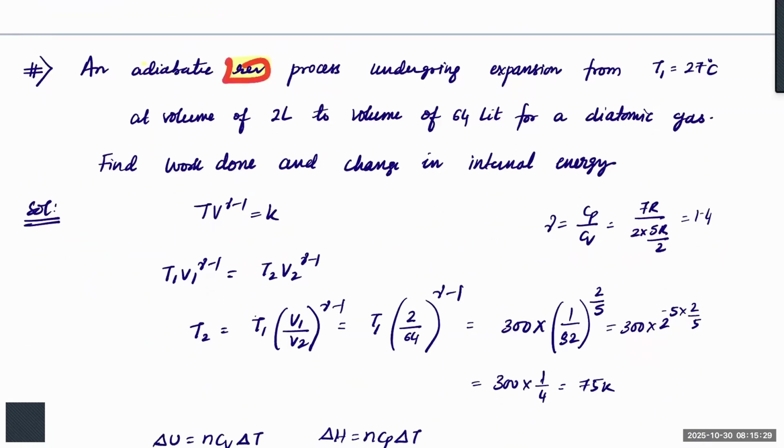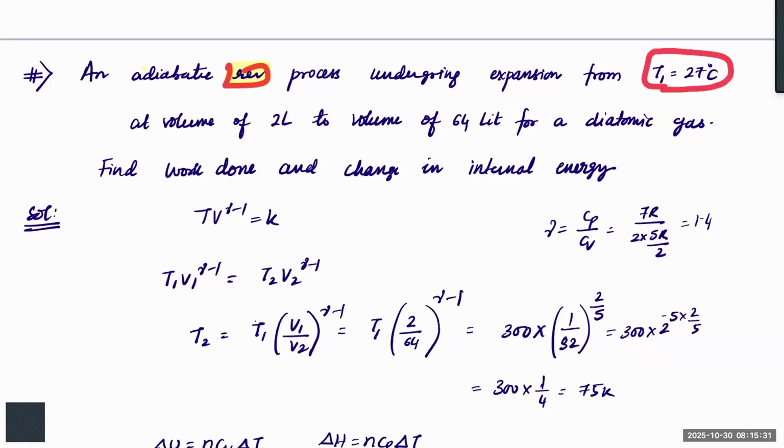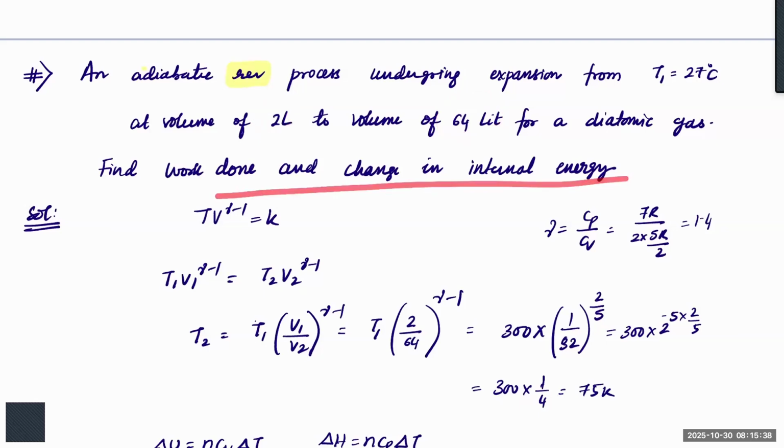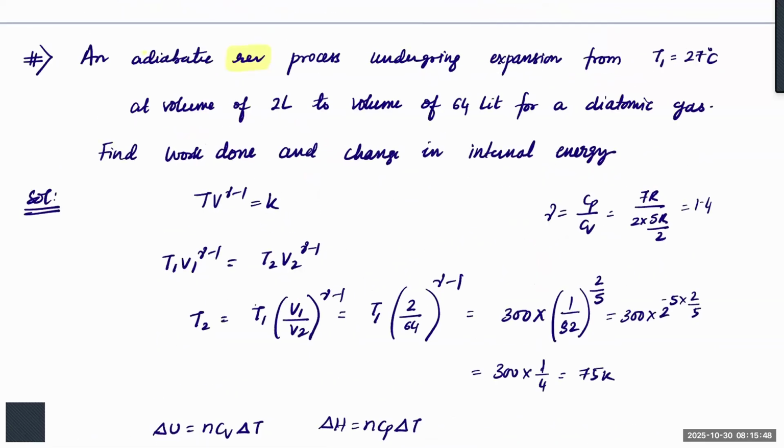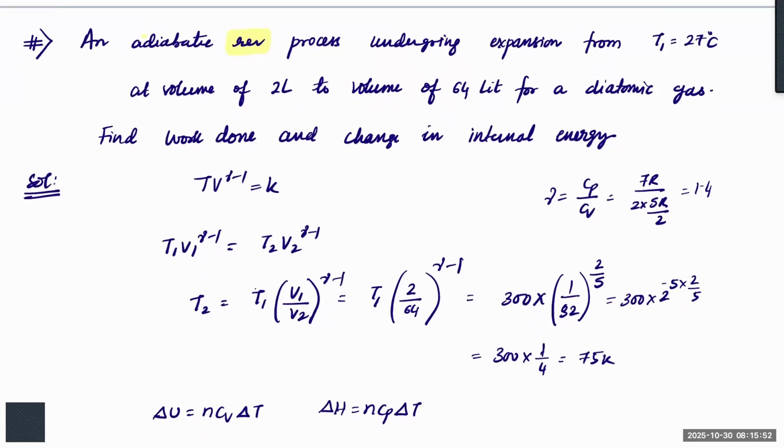A reversible adiabatic process is undergoing expansion from T1 at a volume of 2 liters to 64 liters. Find the work done and change in internal energy. In such a case, you first calculate the T2 value. T2 value is T1 into V1 by V2 to the power gamma minus 1. So gamma is given. It is a diatomic gas.